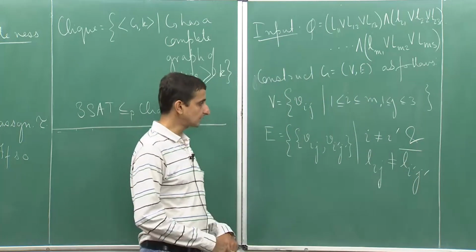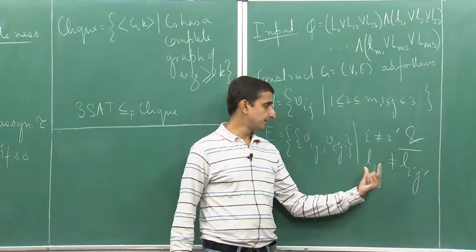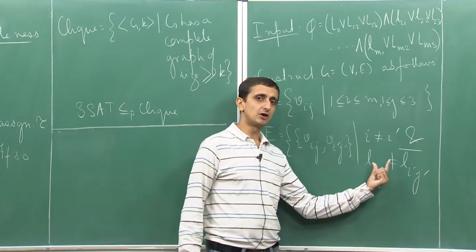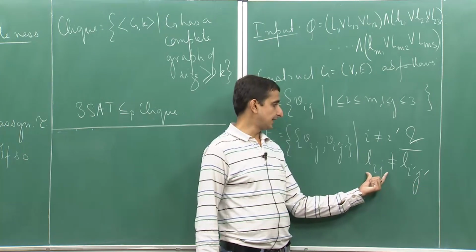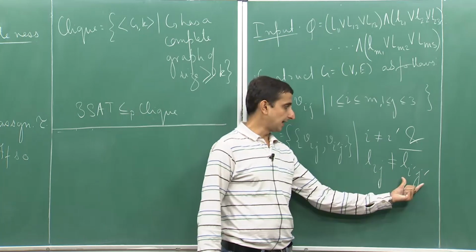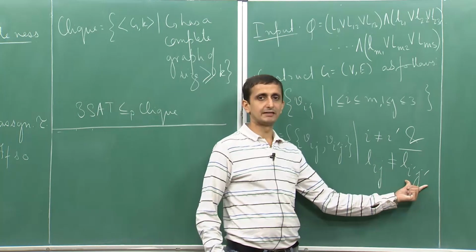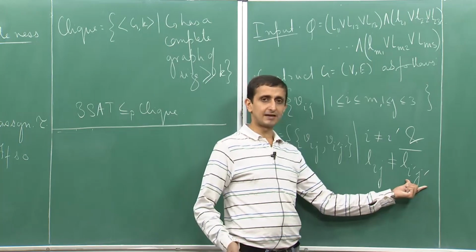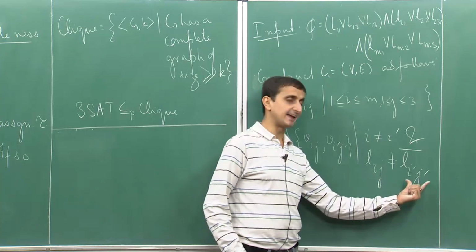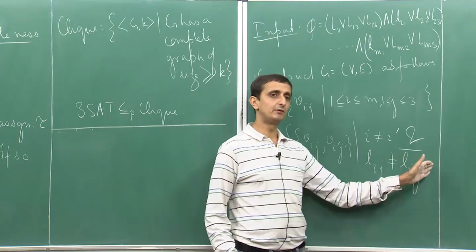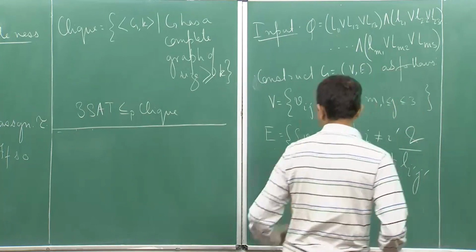So, first of all, they must come from different clauses, and one literal must not be the complement of the other literal. For example, if Lij is x1 and Li'j' is x1 complement, then I will not have an edge. I can of course have an edge between x1 and x1, I can have an edge between x1 and x2 complement, but not between x1 and x1 complement.